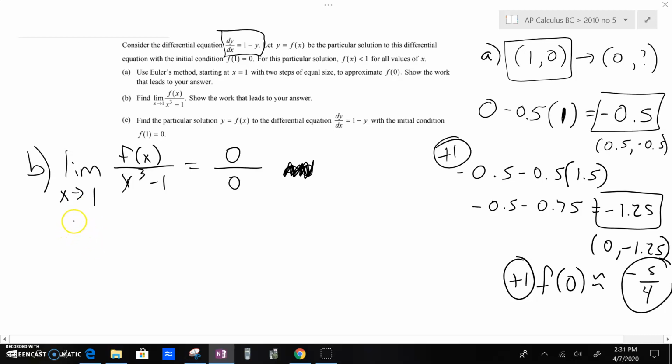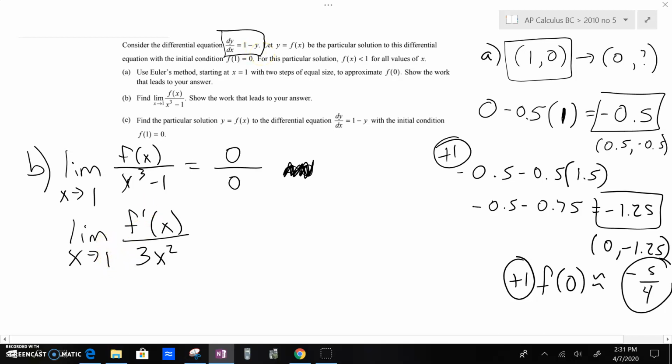So let's see, I'm going to say limit as x goes to 1, f prime of x, and then on the bottom I would have 3x squared. Well, let's see, f prime of x, if we can evaluate that at 1. So f prime of x at 1. I need to plug a 1 for x into the derivative, and I can't.